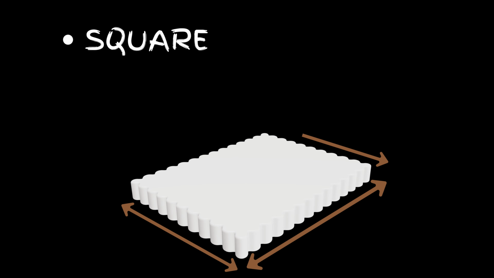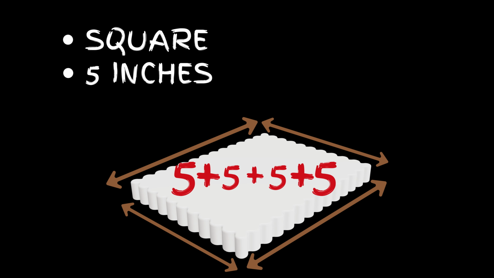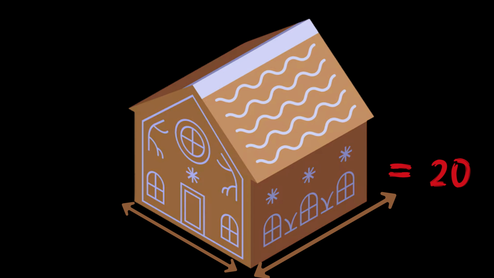If the house is shaped like a square and each side of the house is 5 inches long, then how much licorice will he need total to outline his gingerbread house? Let's count around the outside. 5 plus 5 plus 5 plus 5. And what does that add up to? Yes, 20. The perimeter of his gingerbread house is 20 inches.